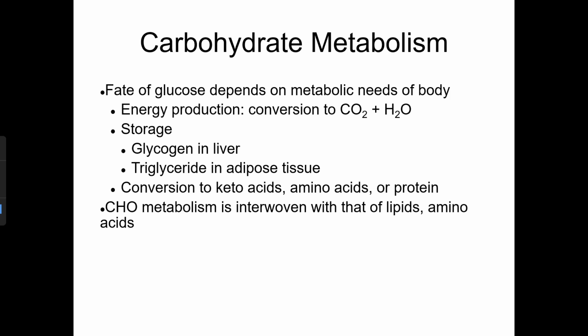So if we need certain types of amino acids in the body, we can put the glucose and break it down into acetyl-CoA, take it through the Krebs cycle, and from the Krebs cycle, there are intermediates which can be converted into amino acids. And then carbon, hydrogen, and oxygen metabolism is interwoven with that of lipids and amino acids. And that's all dependent on that central cycle of the Krebs cycle. Some of you may know it as the citric acid cycle or TCA cycle.